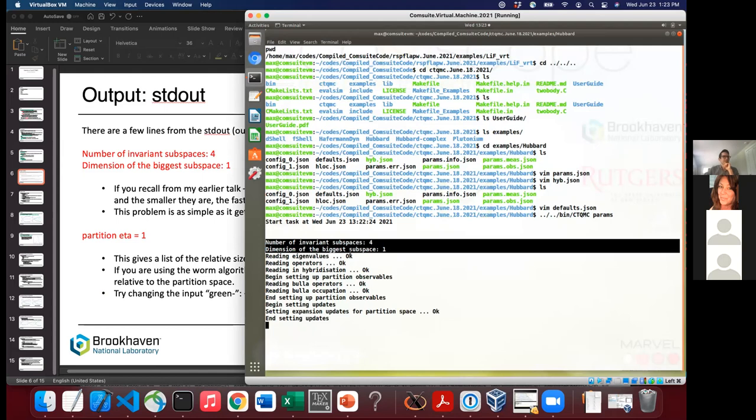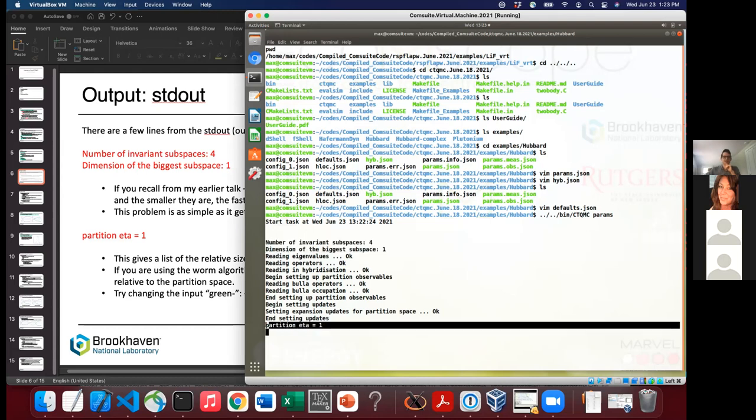In my previous talk, I was talking about how we decompose the Hilbert space based on its symmetries into subspaces. This is telling us how many subspaces CTQMC has found and what the rank of the largest one is. So this will give us an idea of how hard our problem is. In this case, because it's just a Hubbard model, we can completely decompose the Hilbert space, which is why this is such an easy problem for CTQMC, although it still has to deal with the hybridization weights, and they'll be the bottleneck for us here.